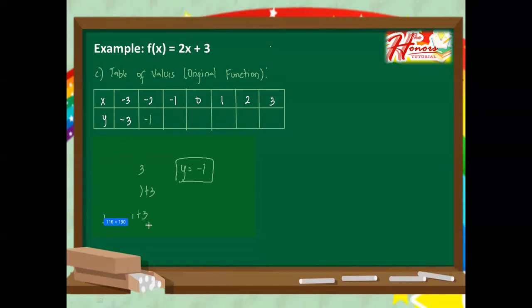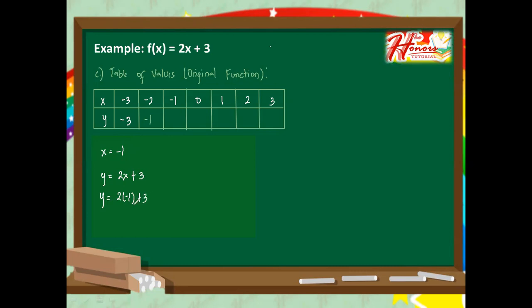Next, let's solve for the values of y when x is equal to -1. So we have here x equals -1. Original function y equals 2x plus 3. Value of x, that is -1. So y equals 2 times -1 plus 3. So y equals 2 times -1, that's -2 plus 3. So y equals 1. When x is equal to -1, y is equal to +1.